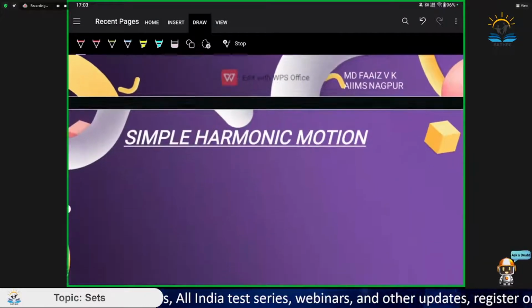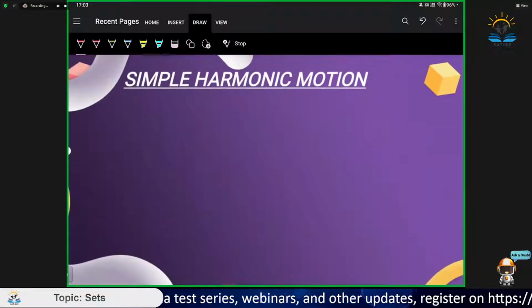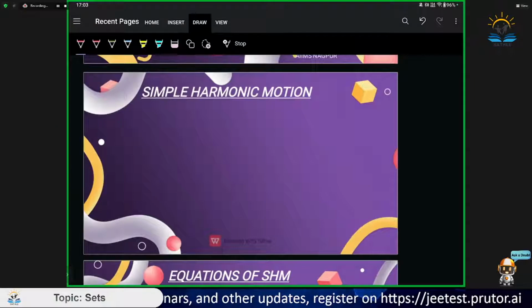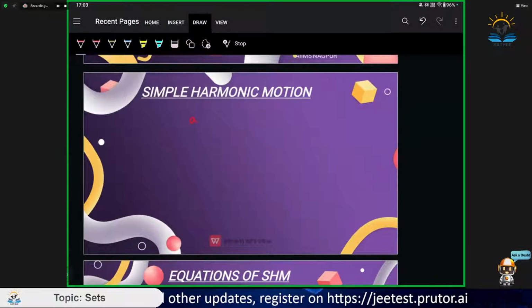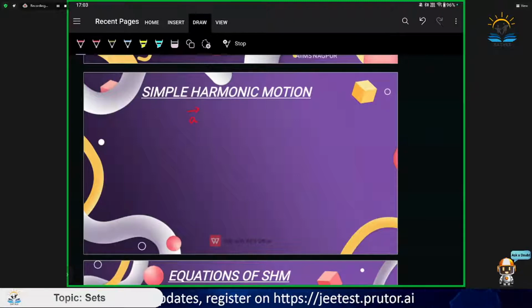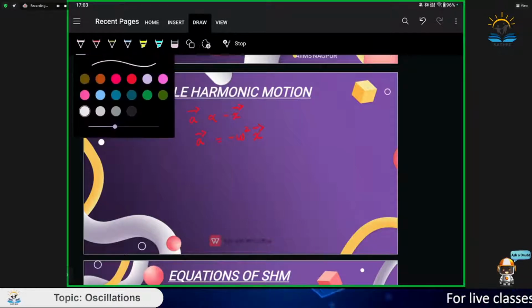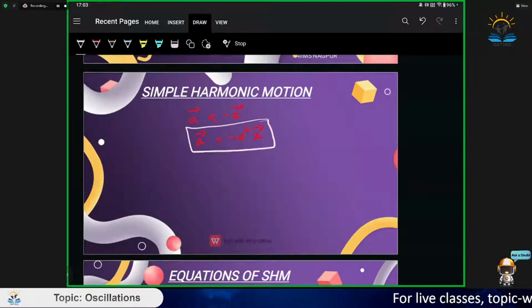So the first concept is simple harmonic motion. When can we call a motion simple harmonic motion? The condition is, as we all know, that acceleration is directly proportional to minus x. Or we can also write a equal to minus omega square x. This is the condition for a simple harmonic motion.